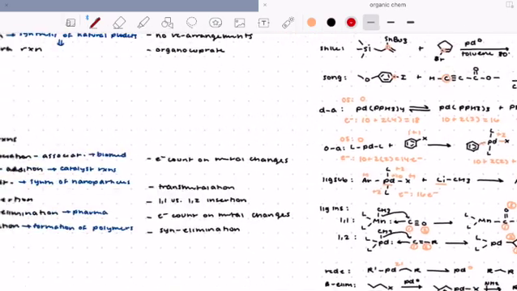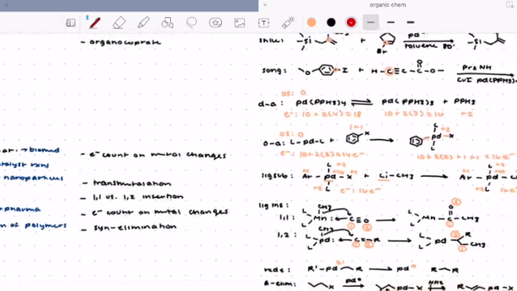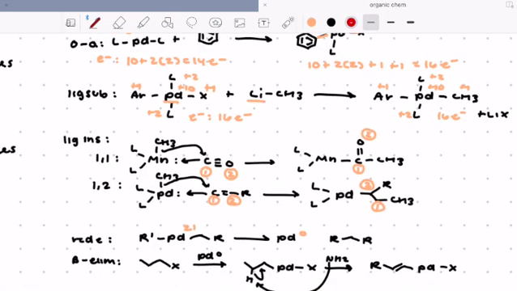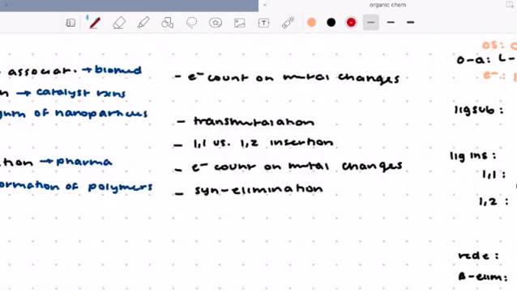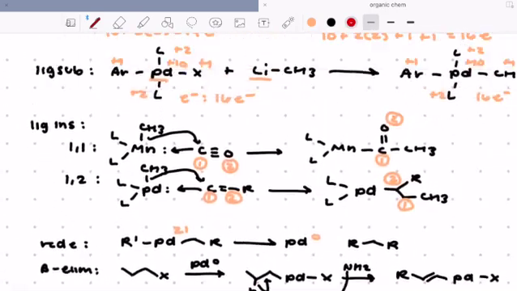There's also reductive elimination, and this is where the electron count on the metal changes. You can see here that palladium has a +2 charge, but as soon as it's removed from this compound, it's going to have a 0. It's going to have no charge or no oxidation state. And then in beta elimination, it's syn elimination. So you're going to take away this proton. Again, you're going to have the proton transfer and electron shift to create that double bond that we see.